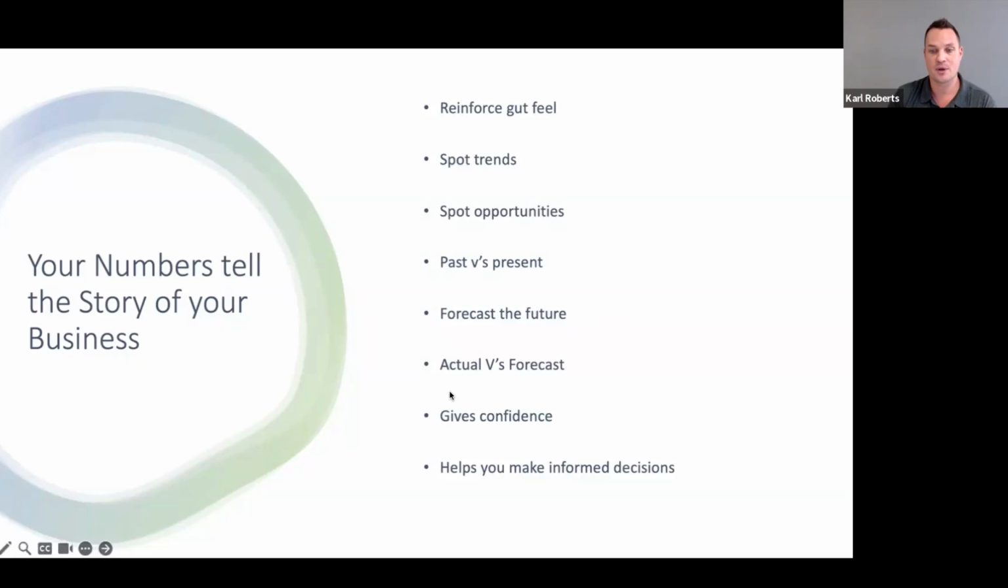So actual versus forecast is a good one. And that will then give you the confidence to make the right decisions rather than always making decisions based upon gut feel. And when the cash is not there and you're working harder, you don't know why, it's because you're not looking at your numbers, which are telling the story of your business.